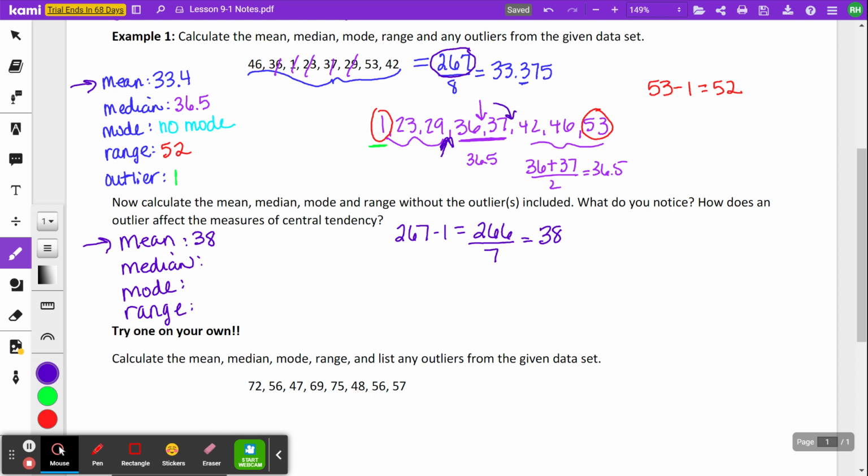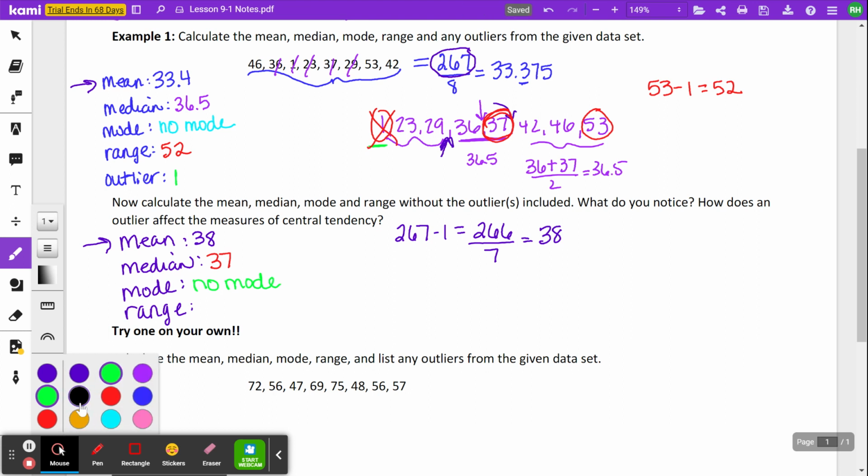The median: if we go back up to what we were just talking about, if 1 is not included, then we have 7 values. And if there's 7, then 37 is directly in the middle. So my median is 37. That didn't change quite as much, but that's because you're only shifting the numbers one space in either direction. There's still no mode. That part didn't change. We didn't add any numbers.